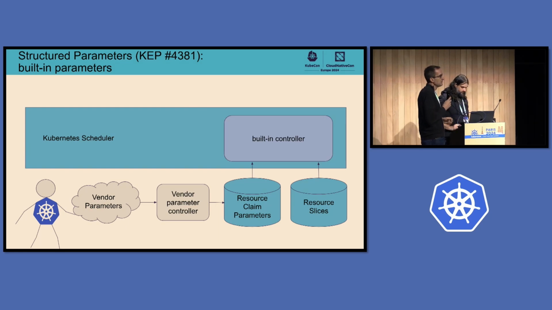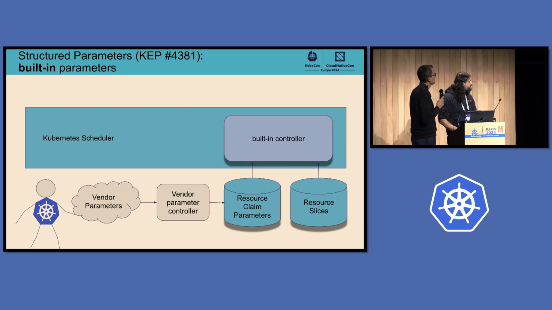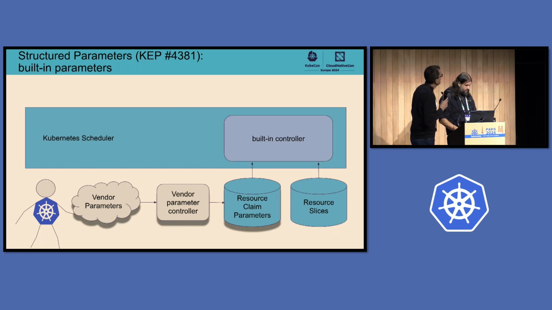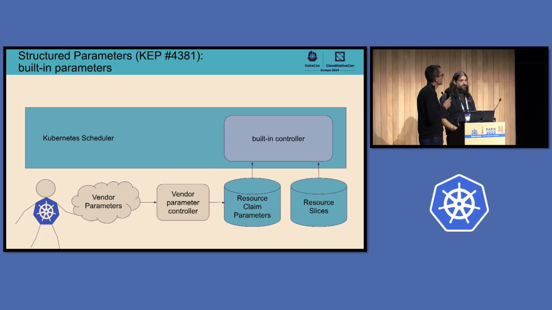And the new approach is now called structured parameters. It's currently a separate CAP, but depending on how we decide to move forward, it may become the dynamic resource allocation proposal. And the other stuff might get delegated to some secondary thing that we keep alive while it's still needed, but we can come to that. So the key difference now is that we have built-in types for resource claim parameters and resource slices.